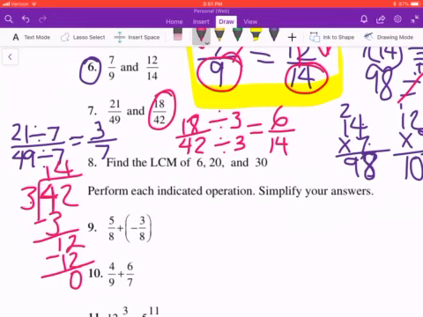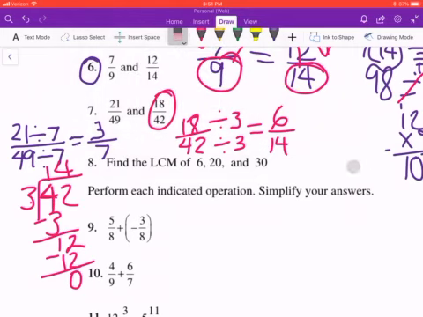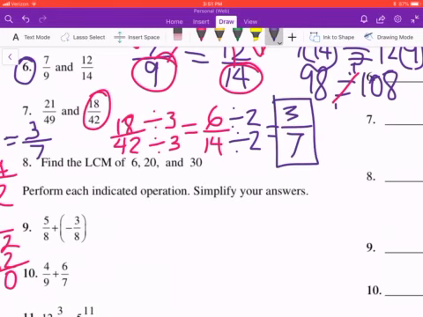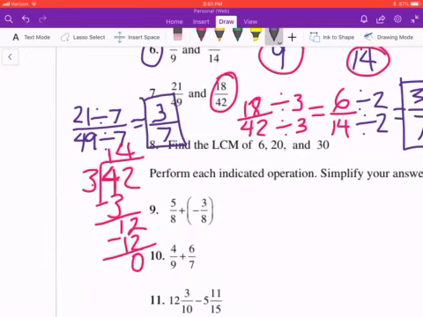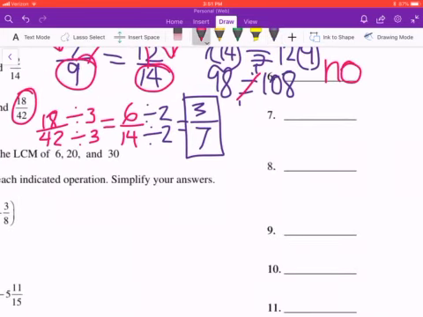Now we're almost there. Now can we reduce this one even further? Yes, because both numbers are divisible by 2. So I'm going to erase this. And so we could divide 6 by 2, and we could also divide 14 by 2. And so that will give us 6 divided by 2 is 3, and 14 divided by 2 is 7. So now we have both fractions in reduced form, and as you can see, they're both equal to 3/7. So the answer for question 7 is yes, they are equivalent.